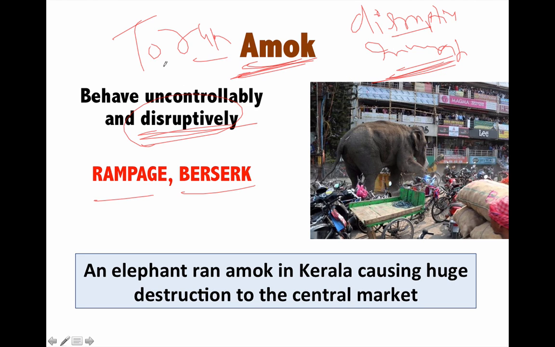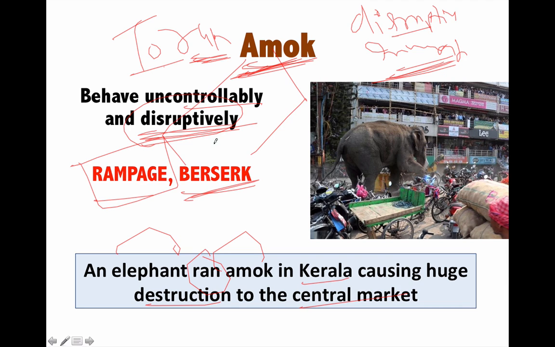Now, to run amok means to be uncontrollable, to behave uncontrollably and disruptively. For example, look at this elephant. An elephant ran amok in Kerala, causing huge destruction to the central market. Please note that before amok you will always find the word run, and the verb is to run amok. But there are two important words. One is called rampage and another is berserk. These three words mean the same, but there is a difference in how these words are used.